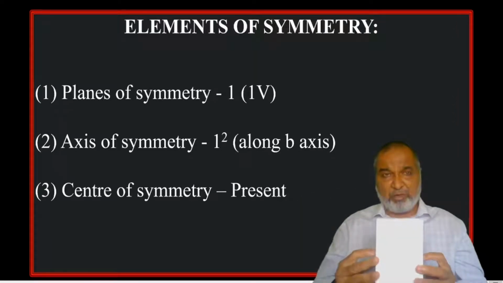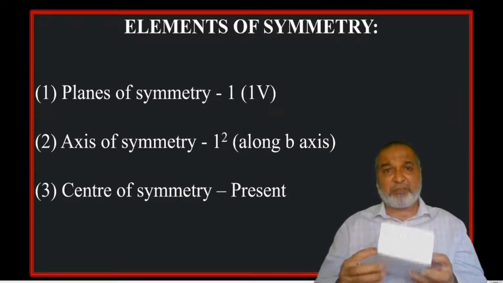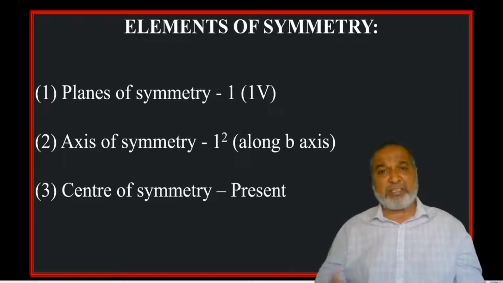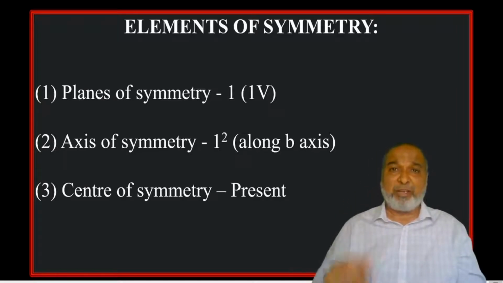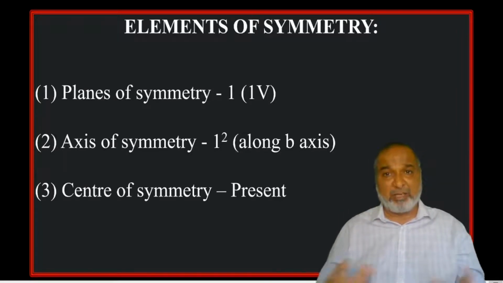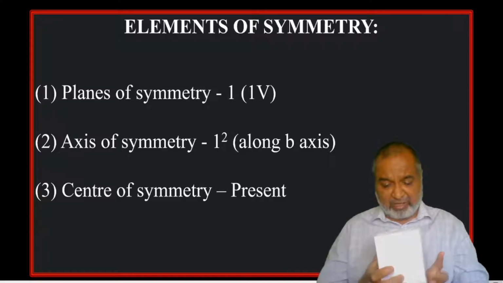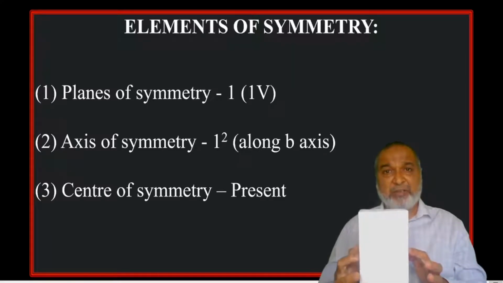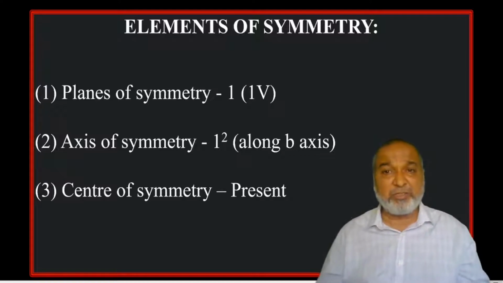So here, whatever the position along the b-axis, when you rotate, the same face occupies the same position twice. So along the b-axis, we got one two-fold symmetry, and the center of symmetry is present. Opposite center of the faces are there. From the center, they are equidistant. This face and this face, from the center, they are equidistant. So here, the center of symmetry is present.